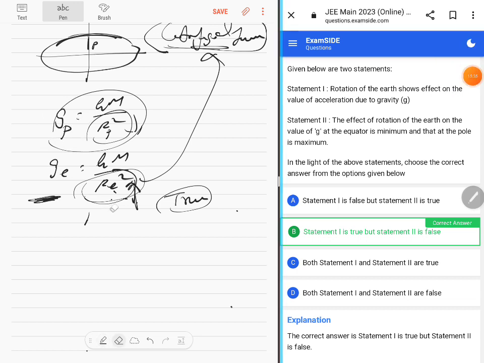Let's explore this. Radius is more on the equator, therefore gravity at the equator should be lesser. I have swapped them here. Radius at the poles is lesser, so gravity at the poles is more. So the first statement's answer is correct only.